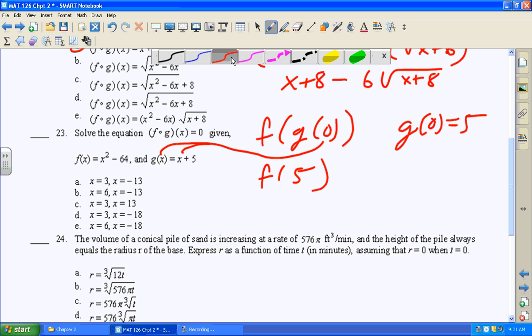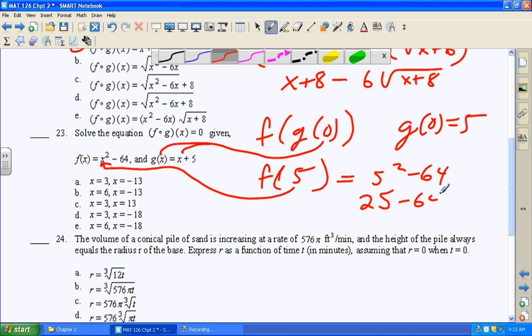So what do you do with the 5 now? Yeah, put it in the x of the function labeled f. So f of 5 equals 5 squared minus 64. 25 minus 64 is negative 39. That's none of them.